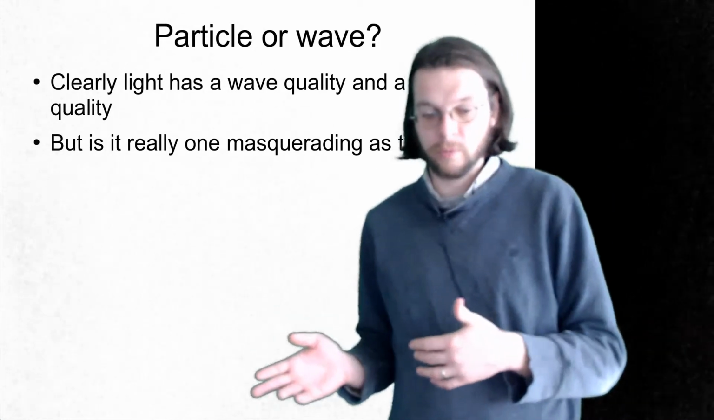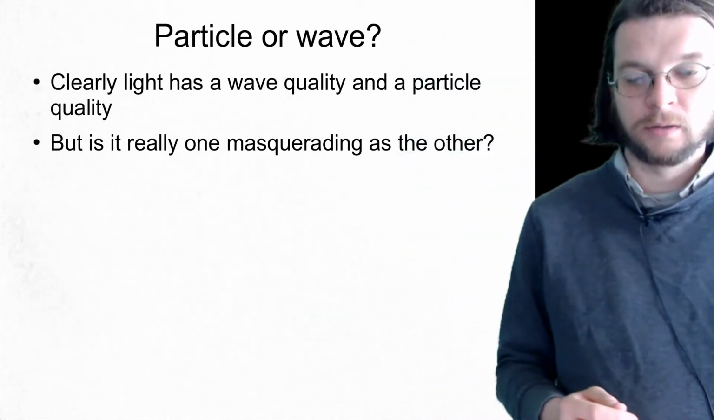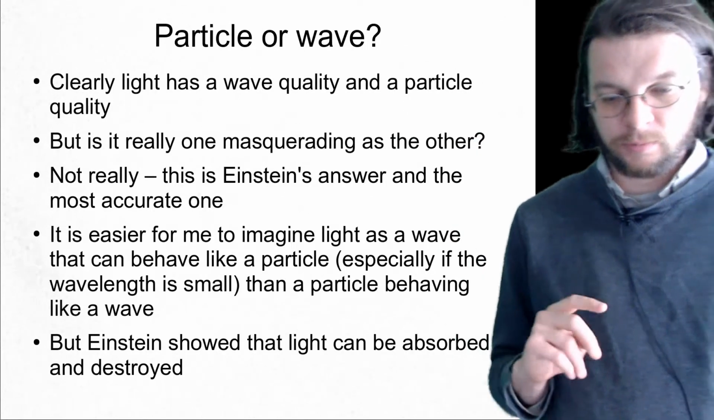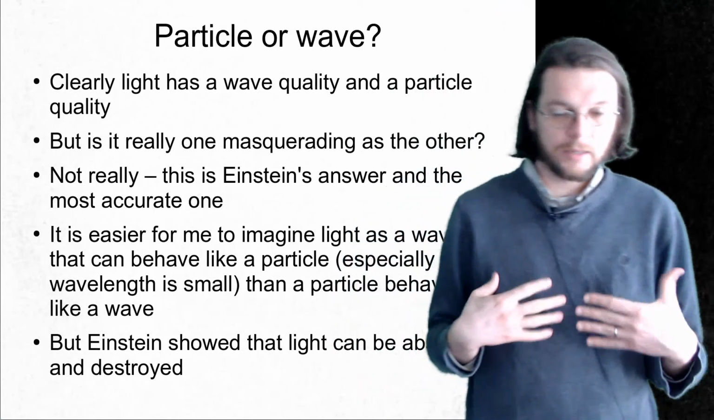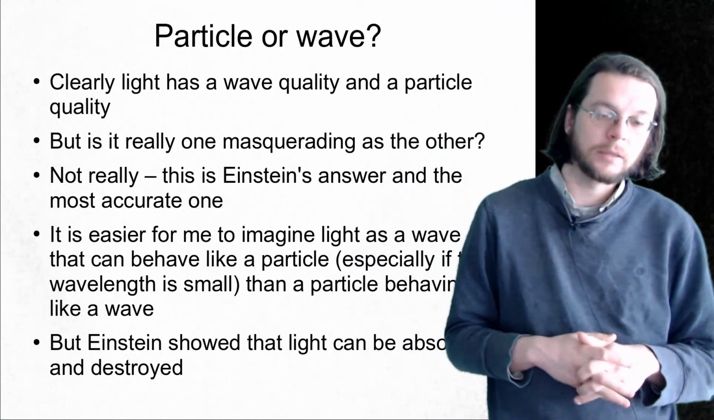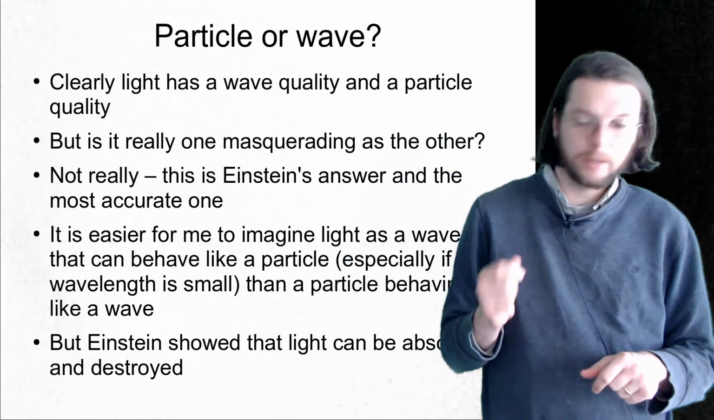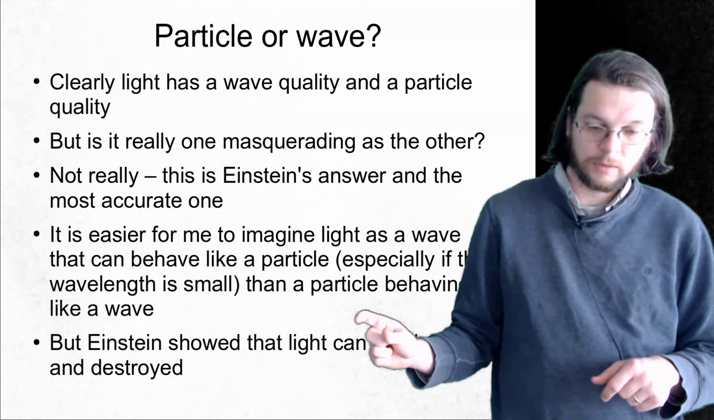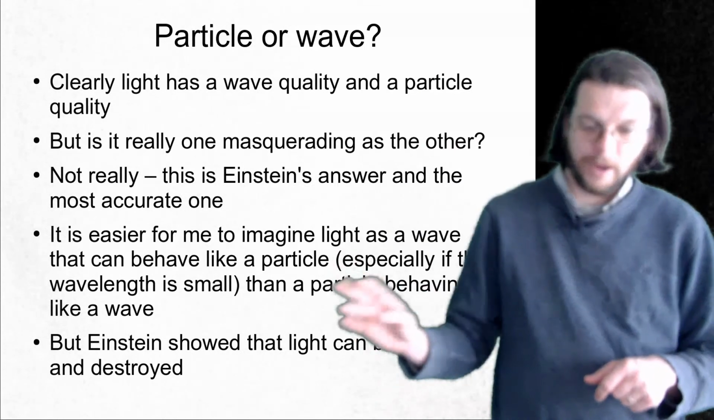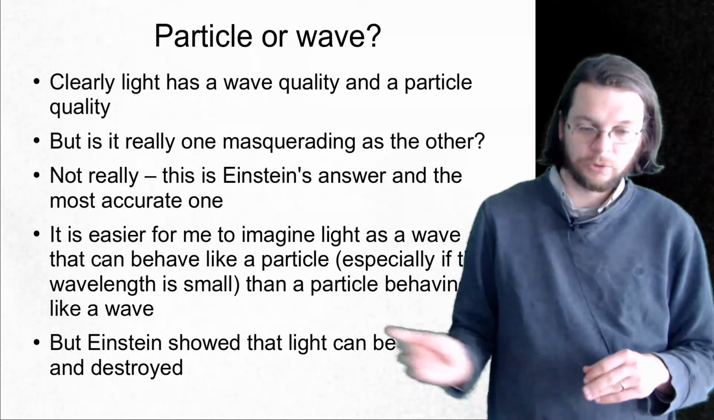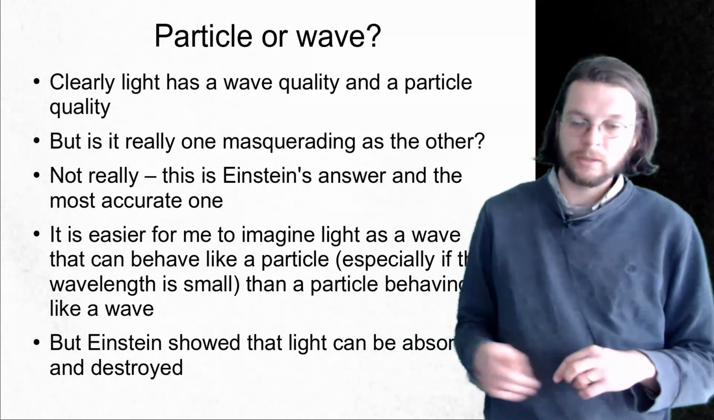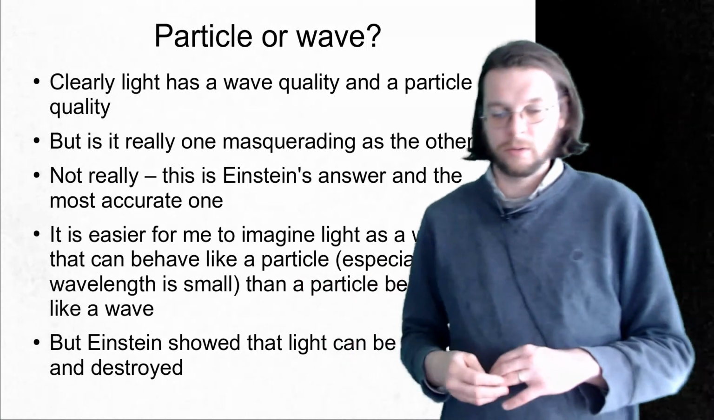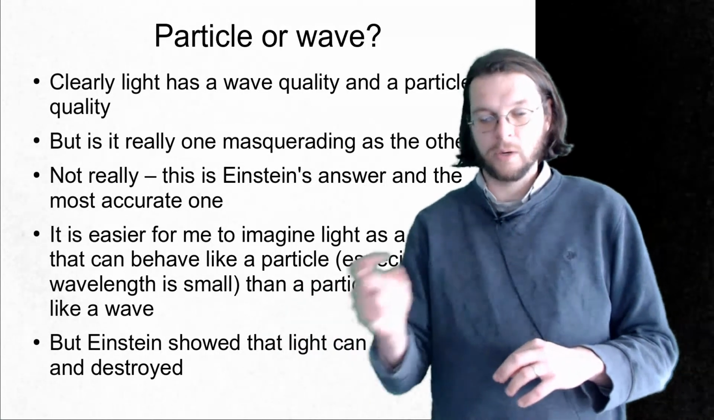Is it a particle pretending to be a wave? Is it something like that? And the answer is that it's not so simple. For me, it is easier to imagine that light is a wave that is pretending to be a particle, because for shorter wavelengths, that little packet of light is going to be smaller. So for a short enough wavelength, it is easier for me to imagine that what we call a particle of light is really a very compact wave of light.